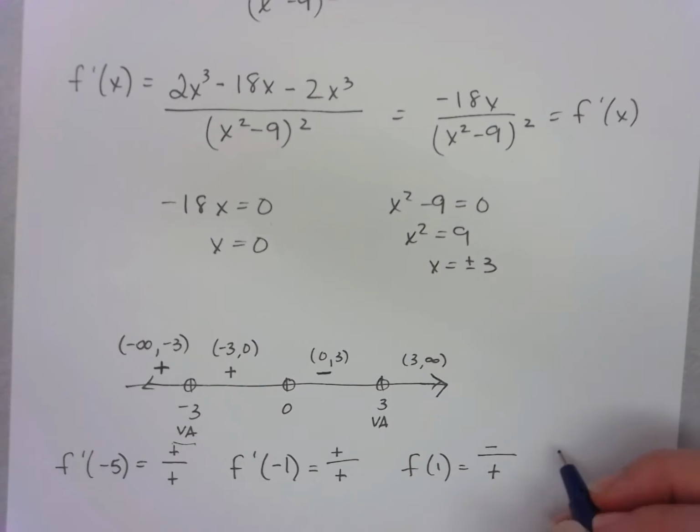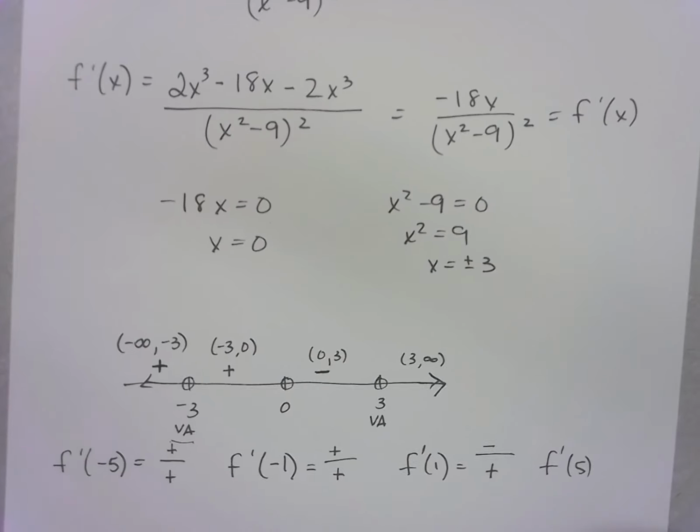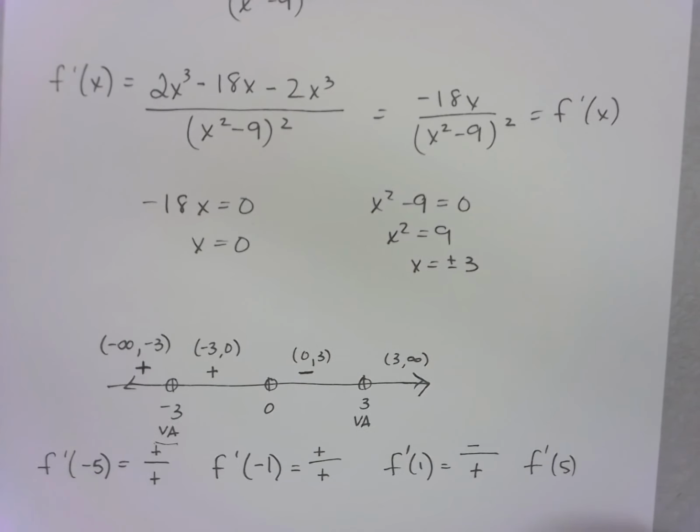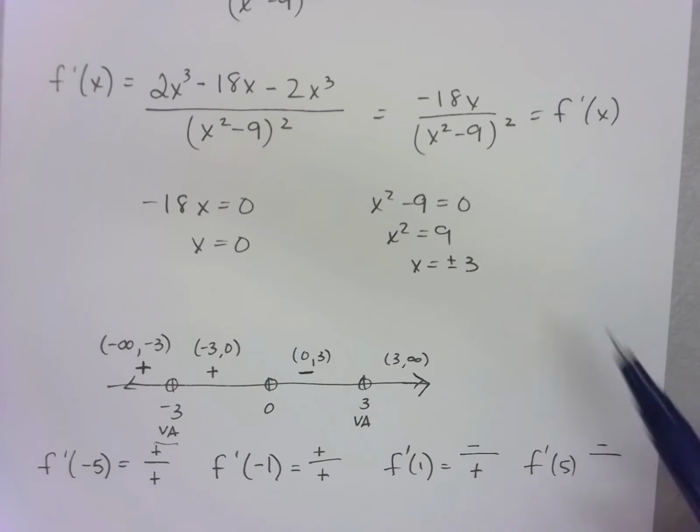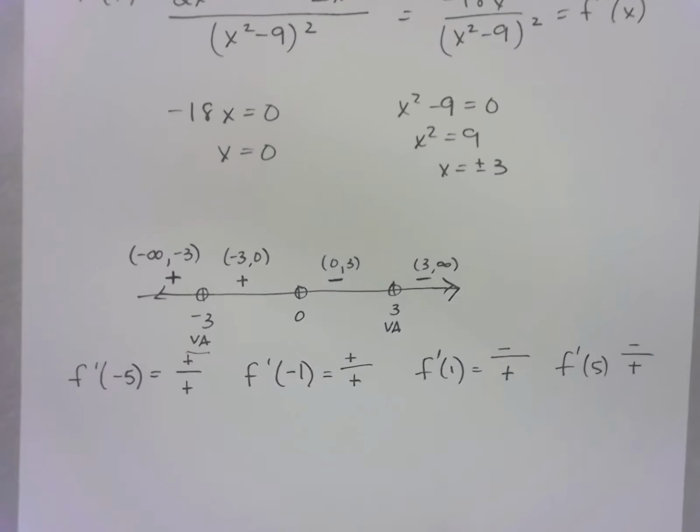All right, and then I just pick a value in the last interval, let me choose f prime of 5. F prime of 5, I plug in 5 and I'm going to get a negative value on top, and because of this final squaring, I'm always going to get a positive value on the bottom. So I'm decreasing down here. All right, so all I need to do now is write my intervals.